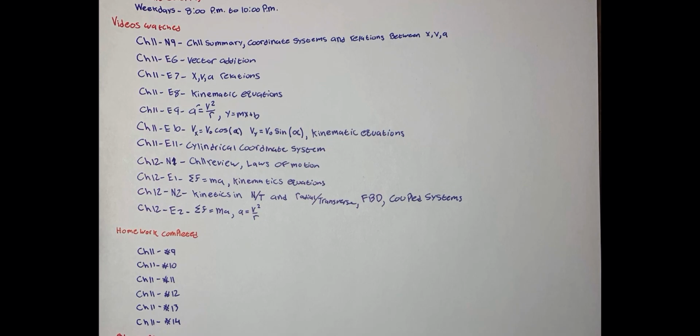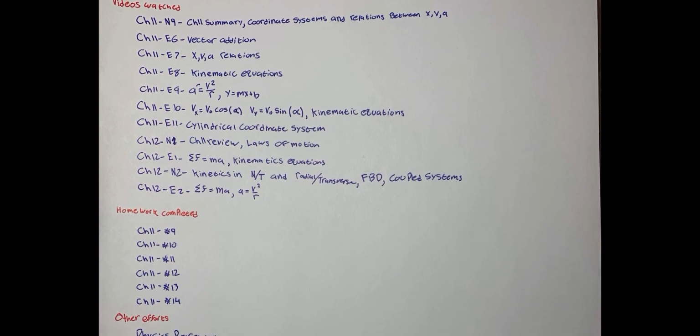It's just a simple vector addition problem. Chapter 11, Example 7 is just using the relations between x, v, and a to solve. Chapter 11, Example 8 is just using the kinematic equations and manipulating them. Chapter 11, Example 9 is using a equals v squared over r and y equals mx plus b.